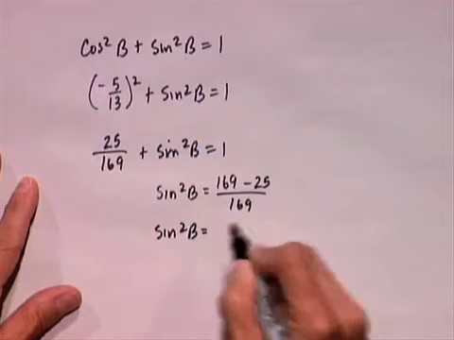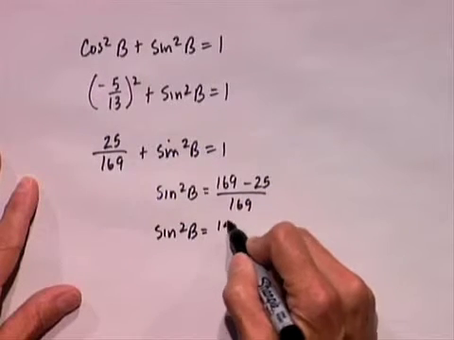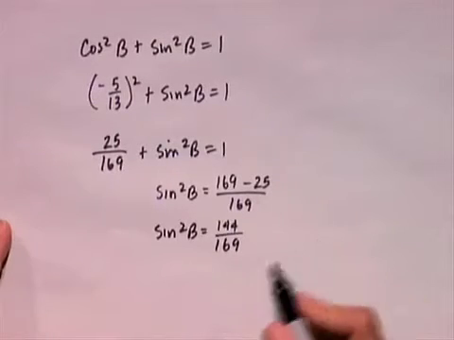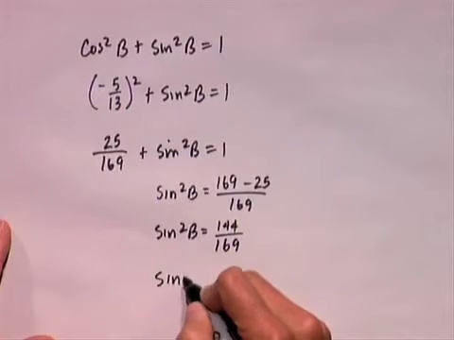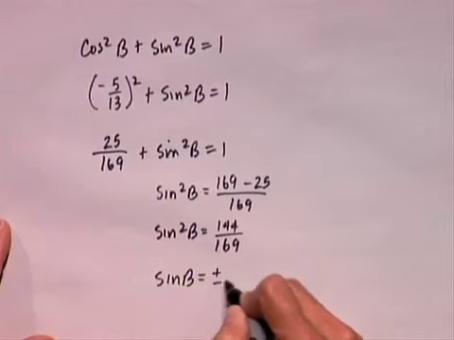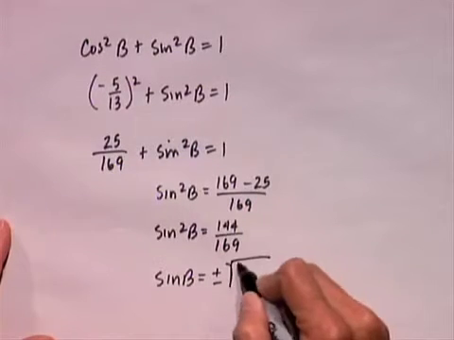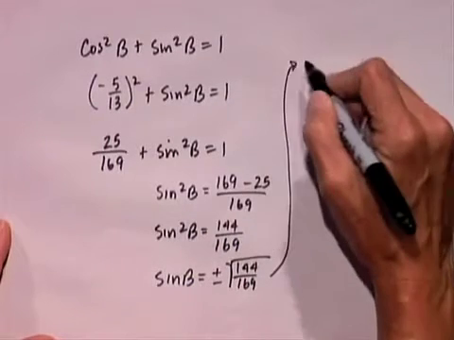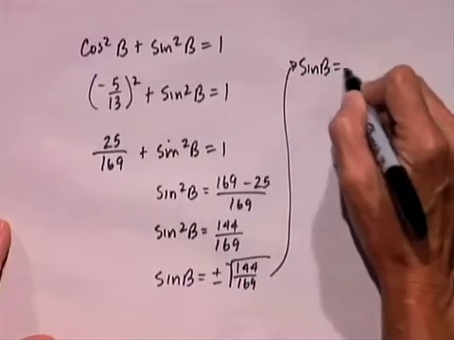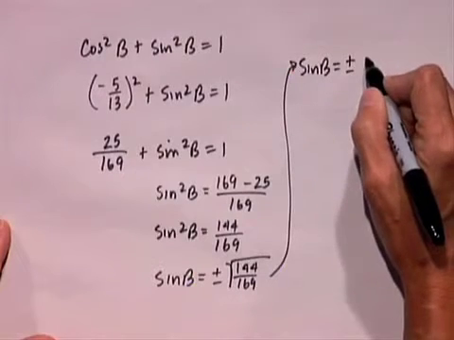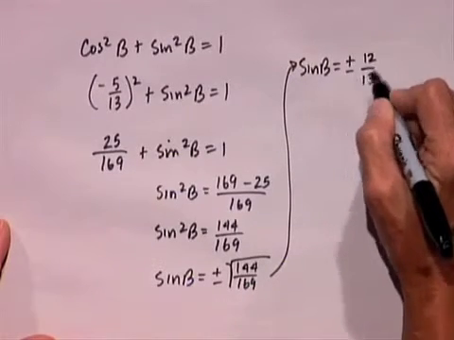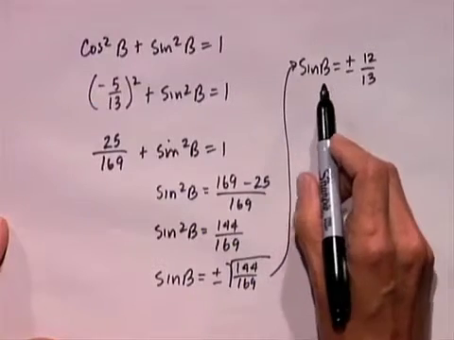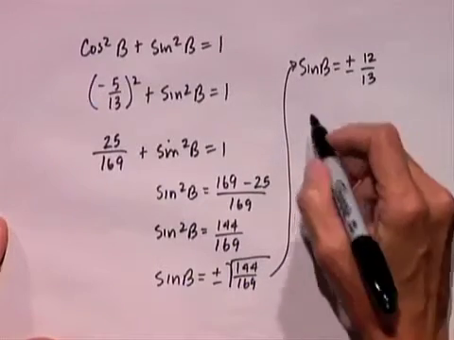So sine squared of B is going to be 144 over 169, and I'm ready to take the square root of each side. So sine of B is both plus or minus the square root of 144 over 169. So sine of B is both plus or minus 12/13. To decide whether it is plus or minus, recall or look back and note that B is in quadrant 3.